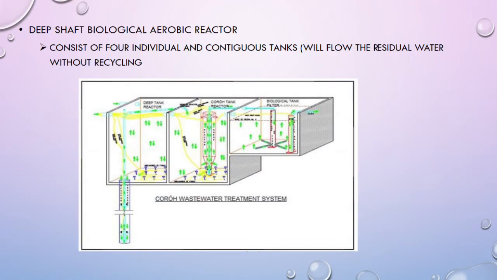The system of this study is denominated the Coro System, which developed and designed a deep shaft biological aerobic reactor that consists of 4 individual and contiguous tanks that will flow the residual water without recycling, as shown in the figure below. The figure below shows a deep tank reactor, Coro tank reactor, and biological tank filter.